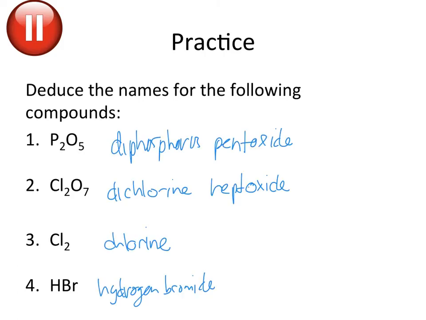Alright, welcome back. Here we have the answers to the names. So we have diphosphorus pentoxide, 2 phosphorus, 5 oxygens. Dichlorine heptoxide, again, we want to reduce the amount of vowels. Cl2, well, that's a diatomic molecule, so it's simply going to be called chlorine. And HBr, well, it starts with H and it's bonded to something else. We simplify it, we just say hydrogen bromide instead of hydrogen monobromide.